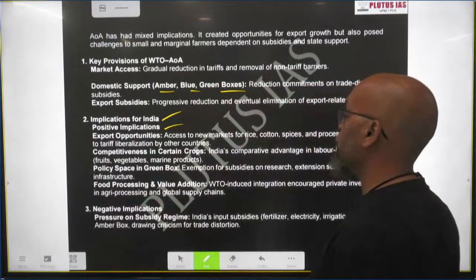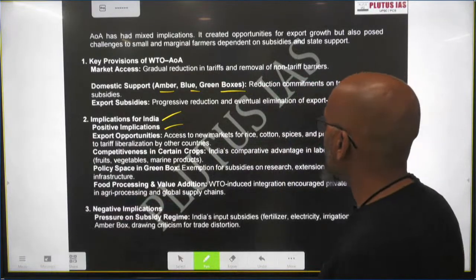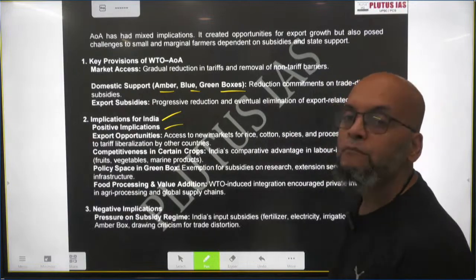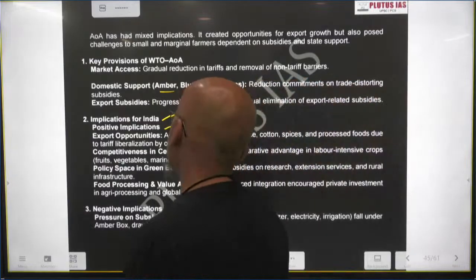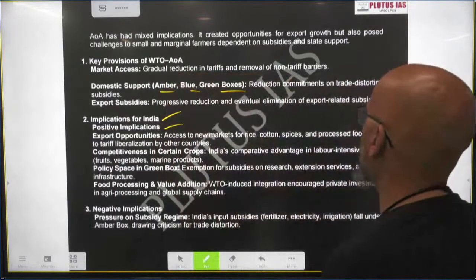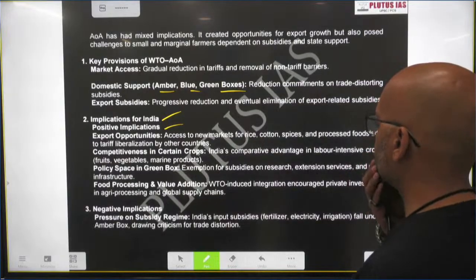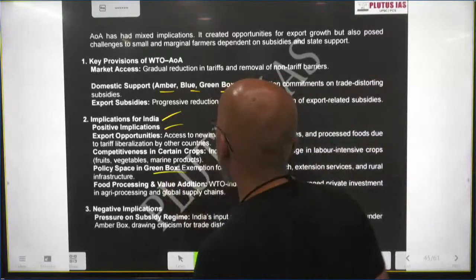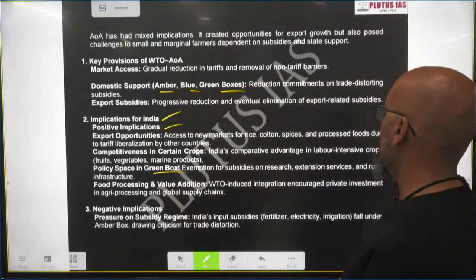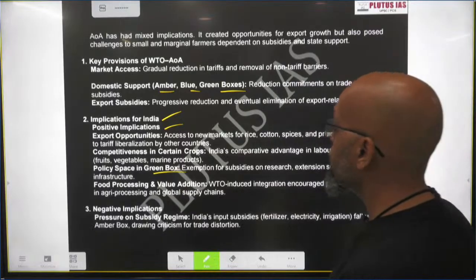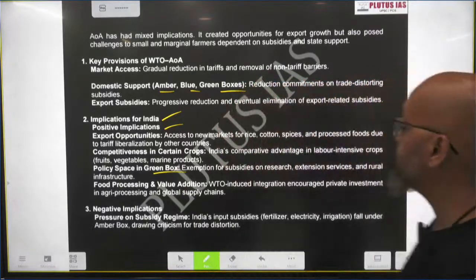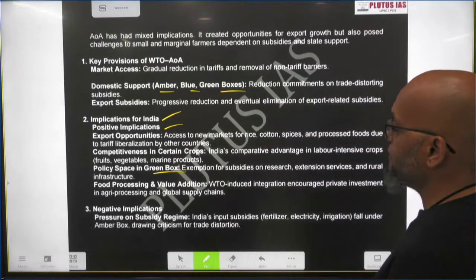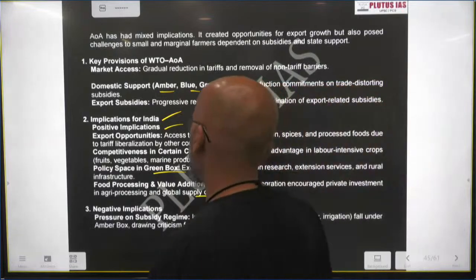agrarian products, access to new markets for rice, cotton, spices, and processed food due to tariff liberalization by other countries, competitiveness in certain crops, India's comparative advantage in labor-intensive crops, fruits, vegetables, marine products, policy space in green box, exemption for subsidies on research, extension service and rural infrastructure, food processing and value addition. WTO induced integration encouraged private investment in agri-processing and global supply chain.